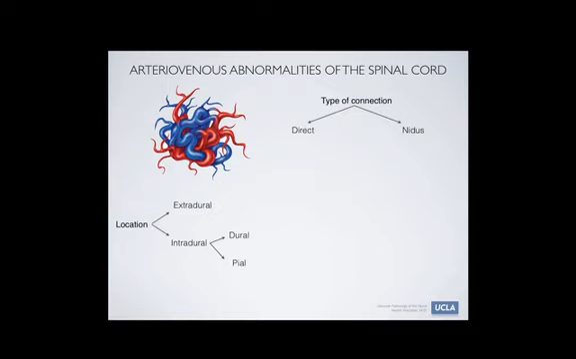Now, if you have an intradural abnormality, it can be in two locations. It can be in the dura or it can be in the pia. If it is dural and direct, then what you have is an arteriovenous fistula. That's the classic type 1. If it is pial and direct, then you have a pial arteriovenous fistula, and that's type 4. If it is pial with a nidus, then you have an arteriovenous malformation of the spinal cord. And I think that's it. I believe this form of classification is much better and it doesn't become too confusing. And I think it's better to use the terms: fistula, AVM, and the location, and that's it.